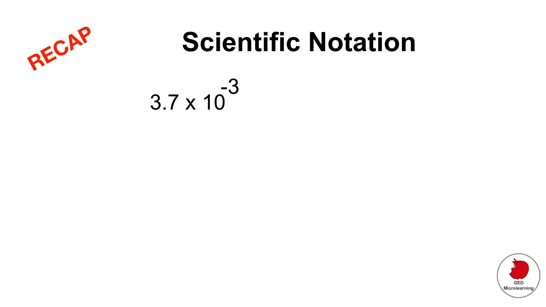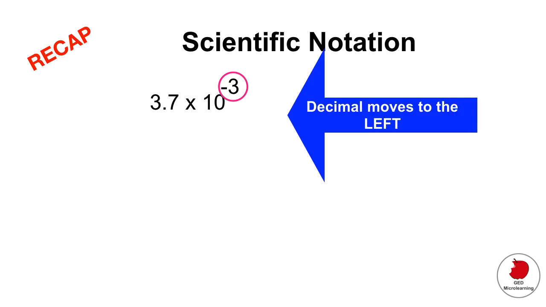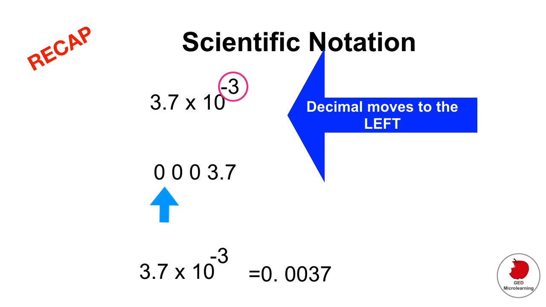So what happens if you get a negative exponent? Well, same thing, but in the opposite direction. If you get a negative exponent, you have to move the decimal point to the left. So we're going to rewrite this 3.7, and I'm going to put a ton of zeros in front, and we're going to move that decimal point in that direction. So there it is, 1, 2, 3. So that amount, 0.0037, is also equal to that exponent.